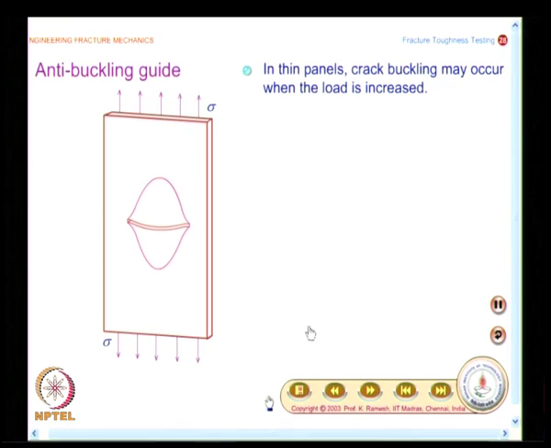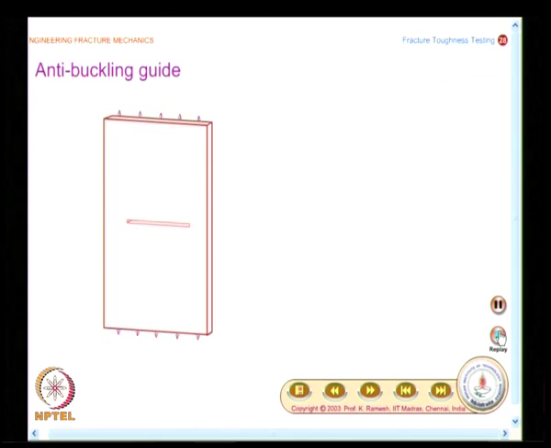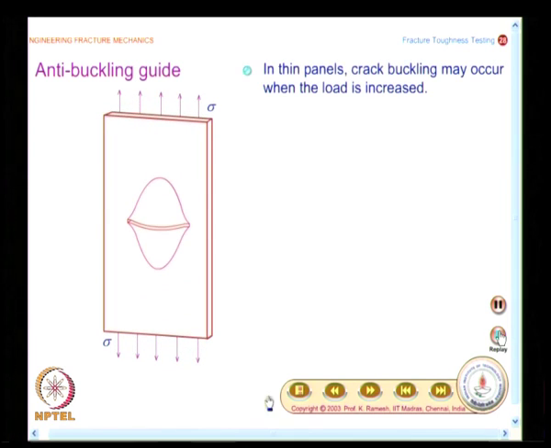And this is a very interesting observation. I have a thin panel and I have a crack, and the title of the slide says it is anti buckling guide. I will repeat the animation. You could see, when the loads are applied, the region near the crack buckles.